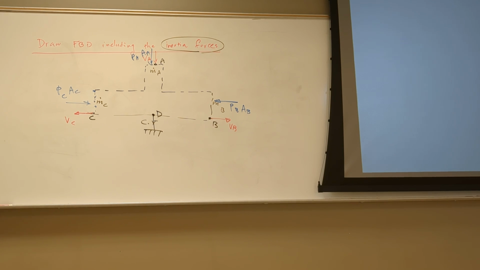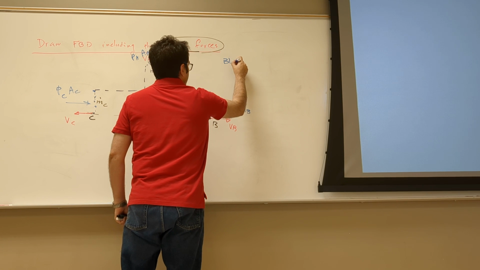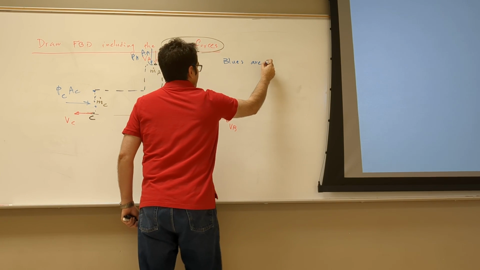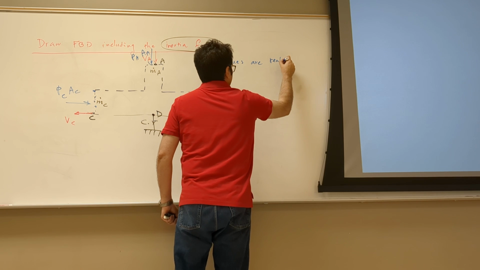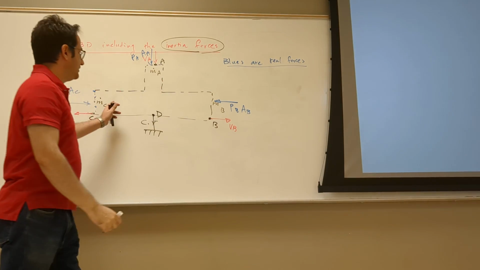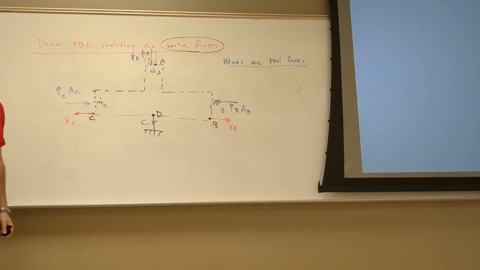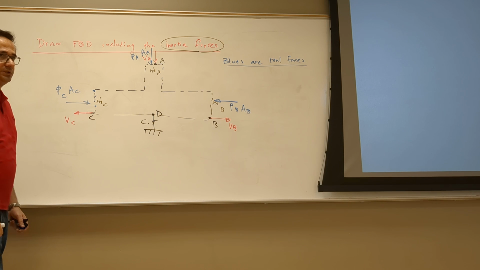What else do I have? The real load. So blue is real. Blues are real loads, real forces. What other real forces do I have on the FBD? You remember we worked on the normal forces. Normal forces. What else?